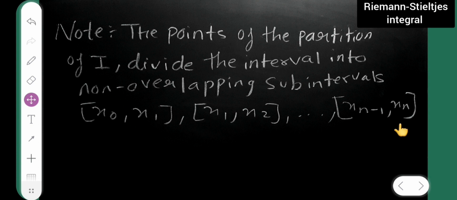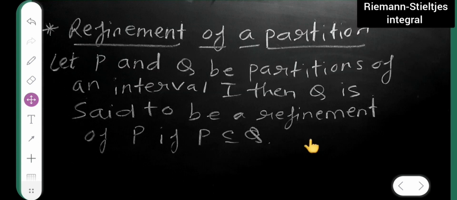Next, let us see what is the refinement of a partition. Now, what is the refinement of partition? Let P and Q be the partitions of an interval I, then Q is said to be the refinement of P if P is a subset of Q. This is the definition of the refinement of a partition, which you all have to know.